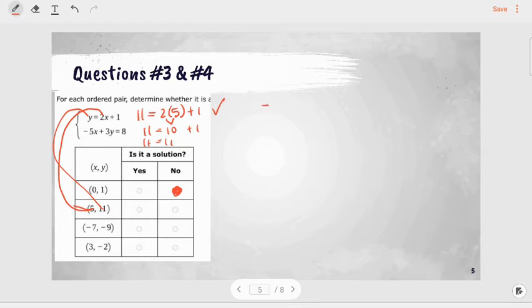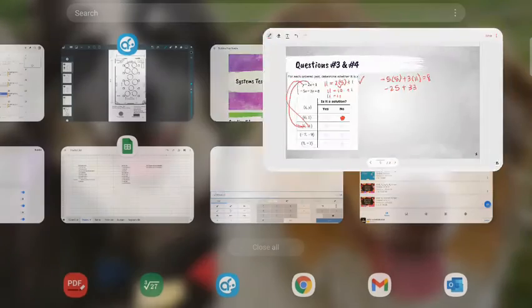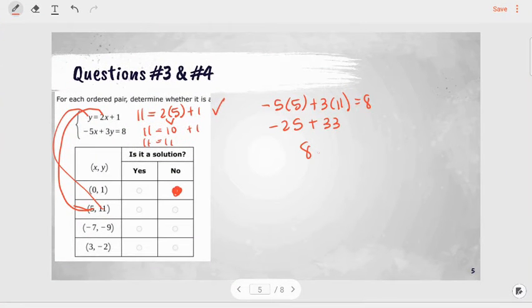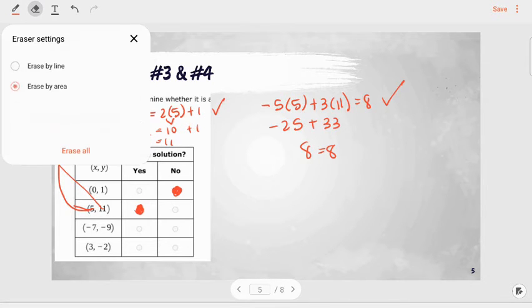When I plug it in the second, negative 5 times 5 plus 3 times 11 equals 8. Let's see if it works. Negative 5 times 5 is negative 25. 3 times 11 is 33. Negative 25 plus 33, let's just do a quick double check, is 8. So 8 equals 8. It does work for both equations, so my answer on this one is a yes. Testing for my last two.